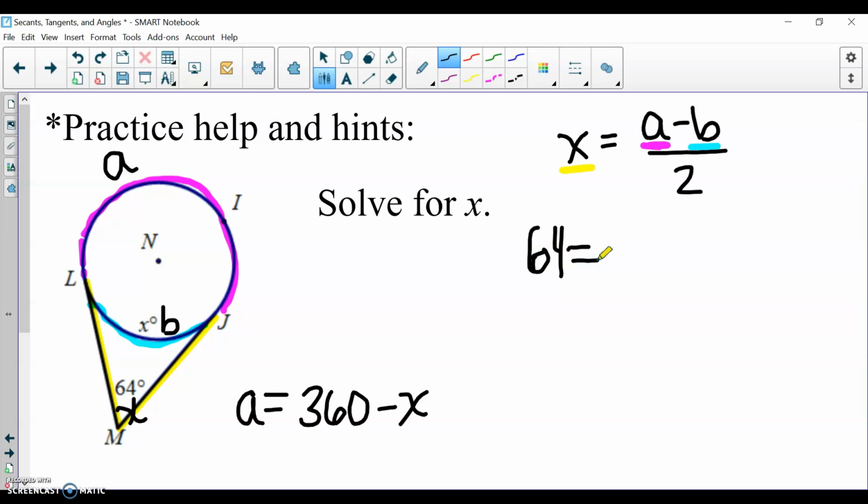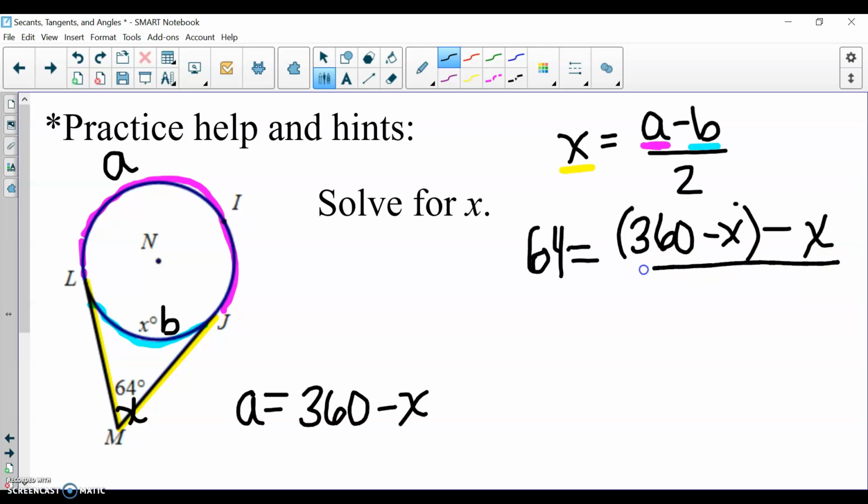And then carefully do our substitution on the other side. So as we said, the value of A is 360 minus x. Subtract our value of B, so the smaller intercepted arc, which is x. And then all of that is divided by 2. So now this just becomes an algebra problem of solving for x. What I would do first is your cross multiplication. Let's get rid of these fractions that we have.